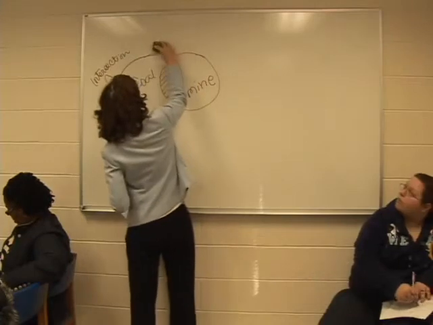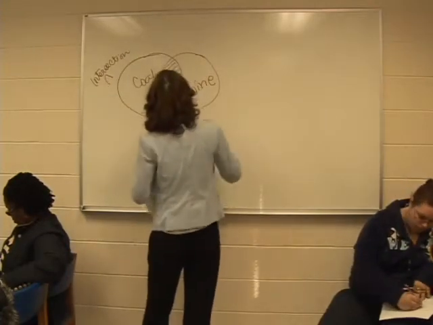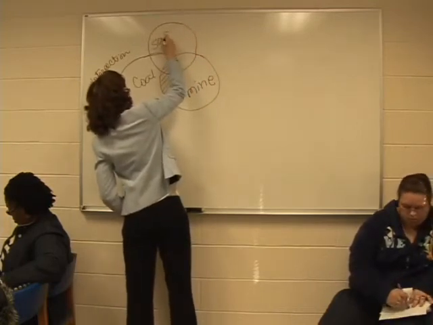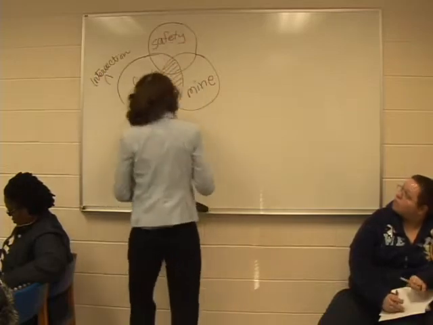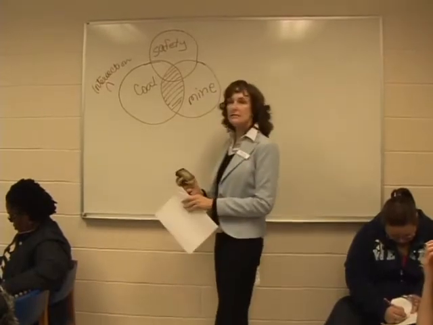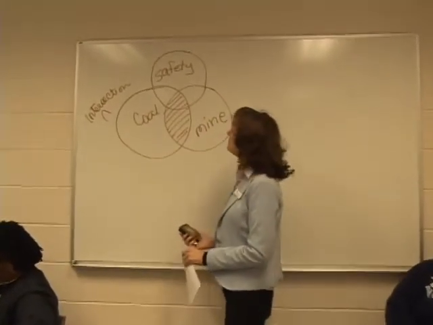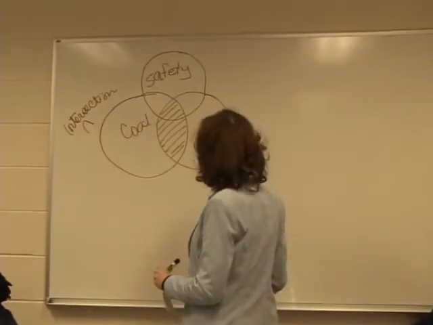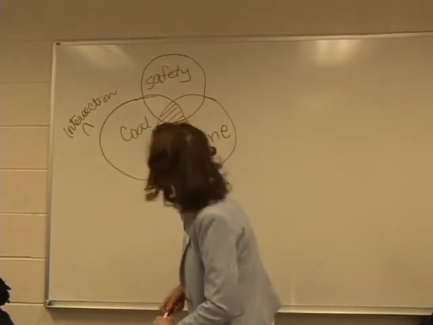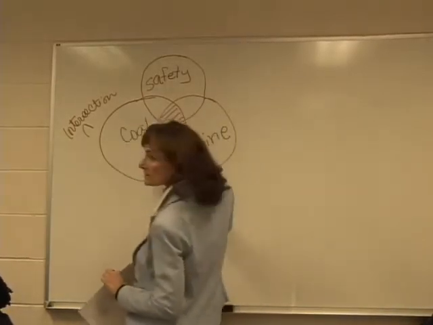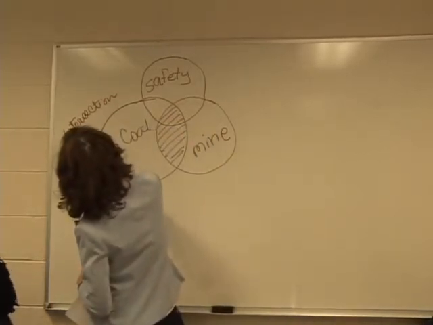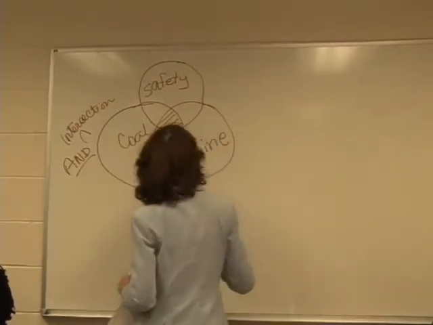Okay, so I've got another set to put up here. This is the set of all articles that have something to do with safety. So now, what portion of this should be colored in? Or what part can I erase? We can erase in between coal and mine. Between coal and mine? All of this? No, just the bottom part. Okay, good. We're still anding these together, by the way.